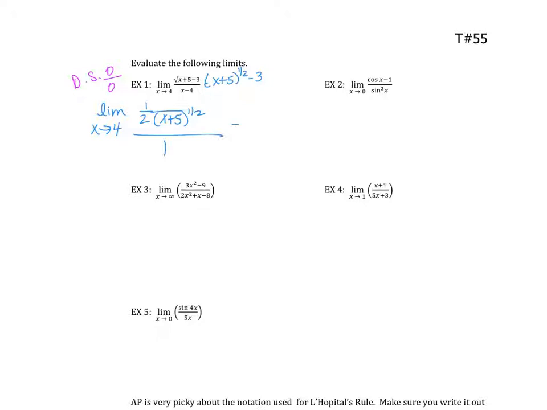Well, the over 1's not too bad. Now let's plug in the 4. So I really have 1 over 2 square root of 4 plus 9, and I would get 1/6. So that is my limit of example 1. So what I want you to do is see if you can do example 2.